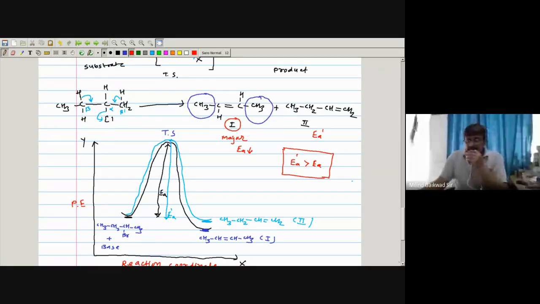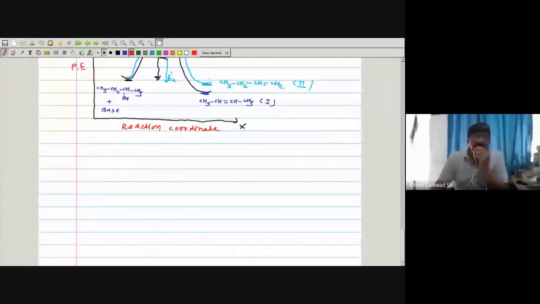One more evidence we can give for the Saytzeff elimination. Suppose you are having such a type of bond. Here, by using the resonance effect, suppose if it stabilizes the corresponding alkene, then it favors the Saytzeff elimination.